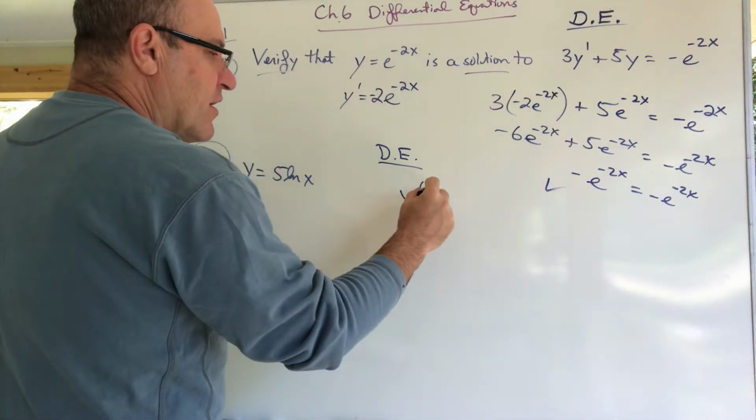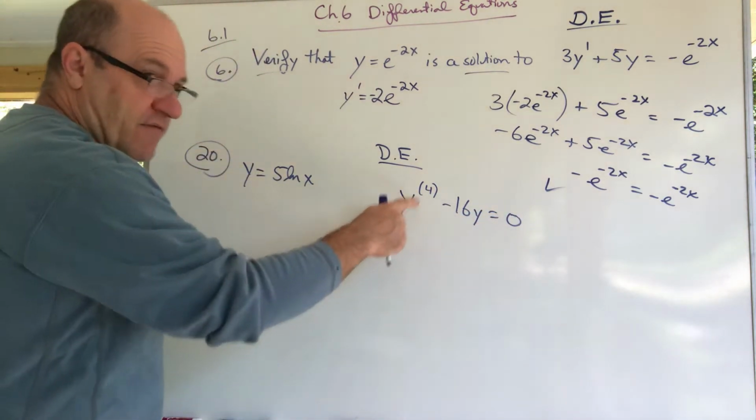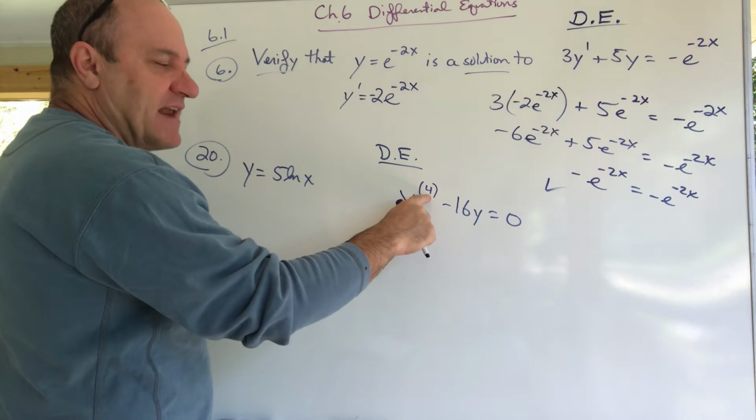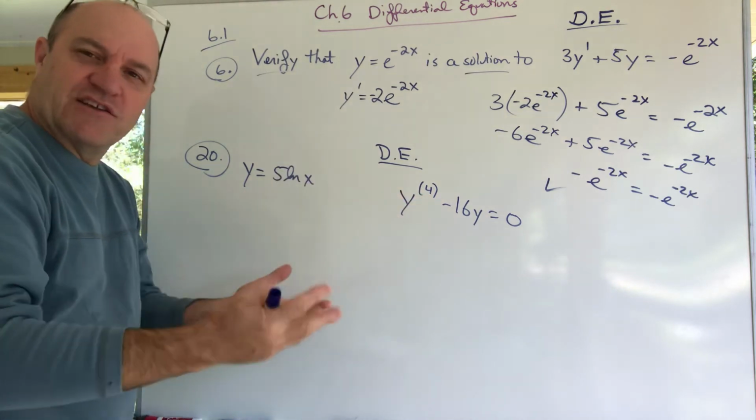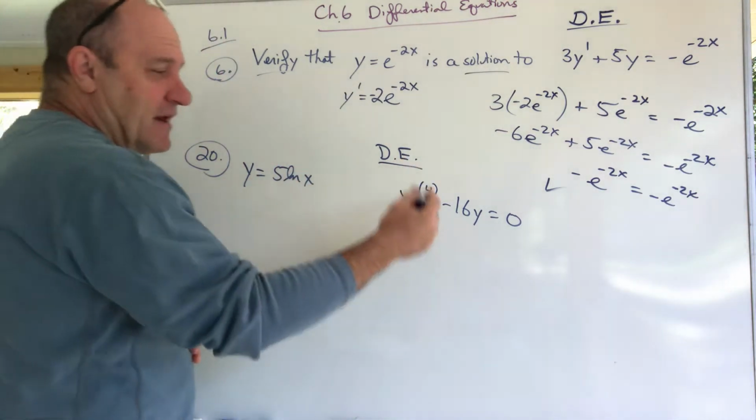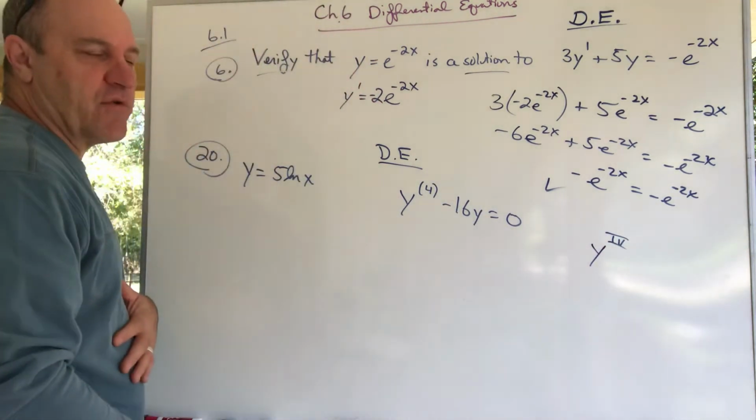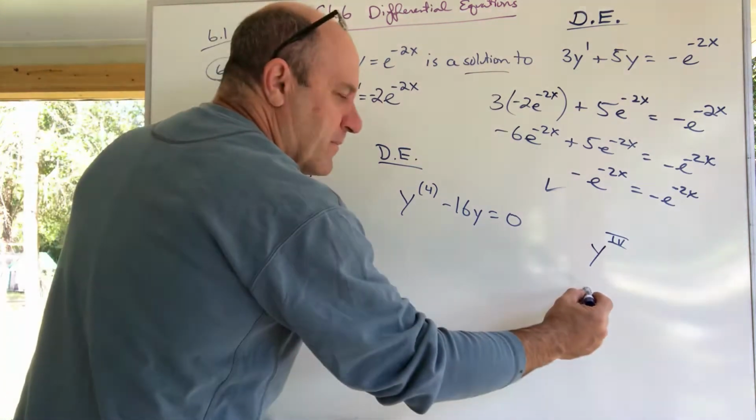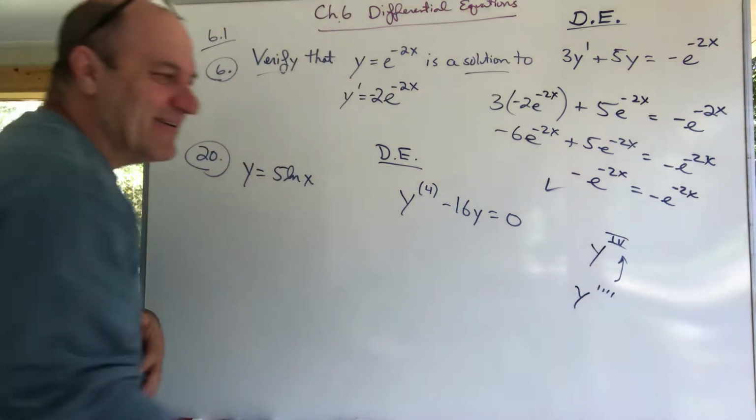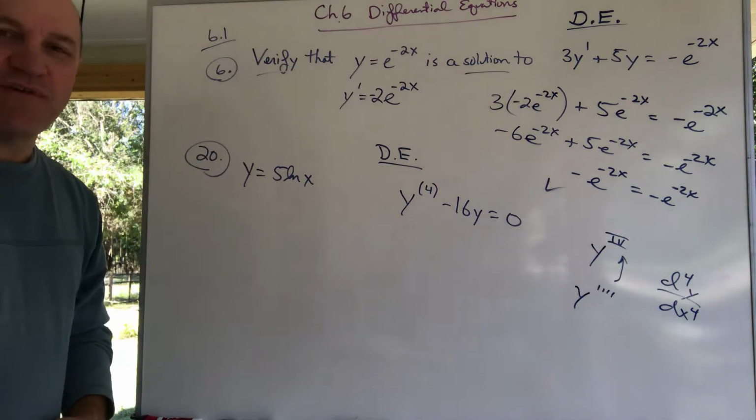y(4) minus 16y equals 0. I was about to say y to the 4th. Don't call that y to the 4th. When they put that number in parentheses, that's not an exponent. That's another notation for derivative, and it's the 4th derivative. Another notation for the 4th derivative is y with this Roman numeral notation. Or y with 4 primes, but I don't know if you do 4 primes, maybe you do. Or d4y dx4. Anyway, notations for a 4th derivative.